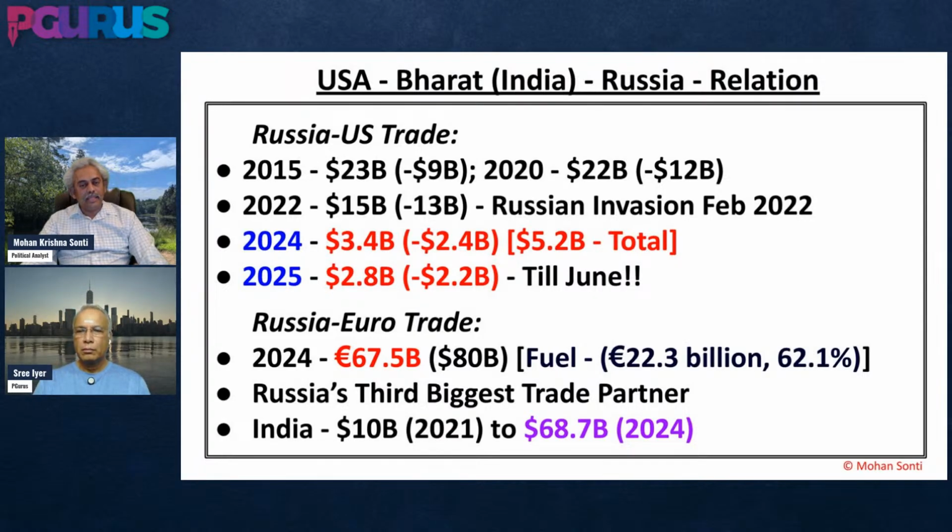2020, it's still the same. Nothing much has changed, right? 2022 is when the Russian invasion started. It reduced a bit, but as of 2024, USA was doing a $3.4 billion business in goods, of which it had $2.4 billion of deficit. The total amount of trade, including the goods and services, comes to about 5.2 billion.